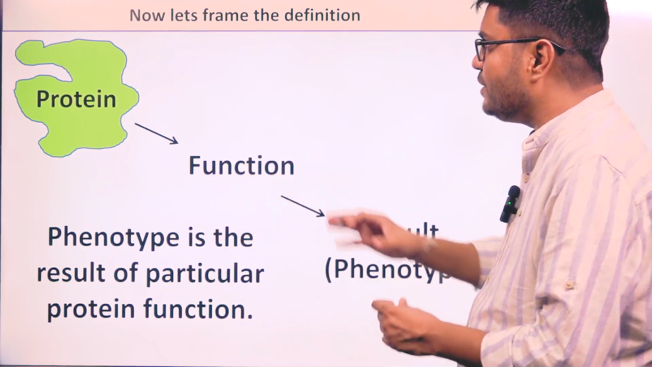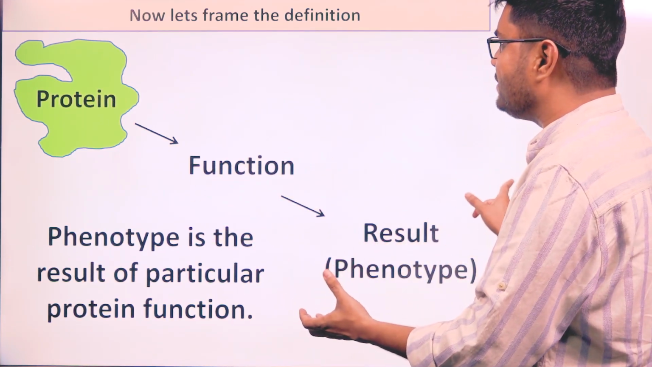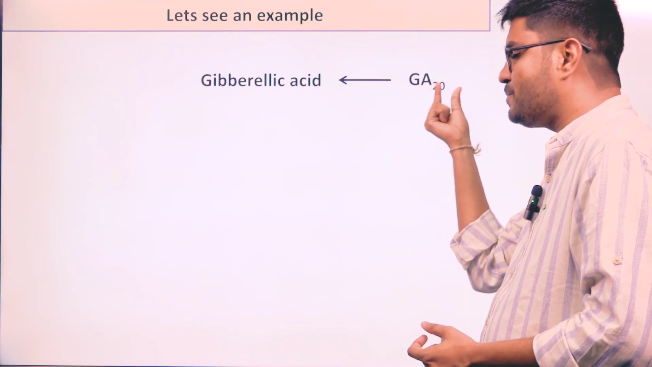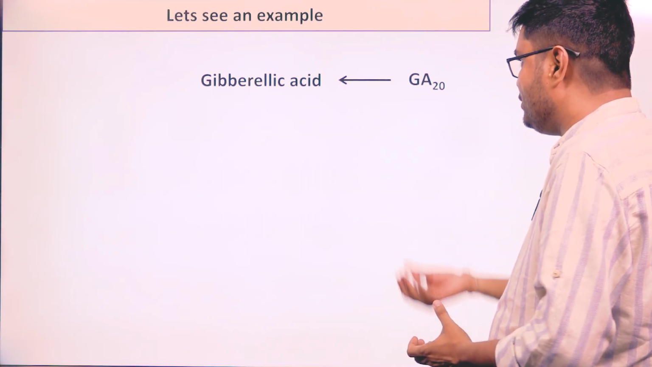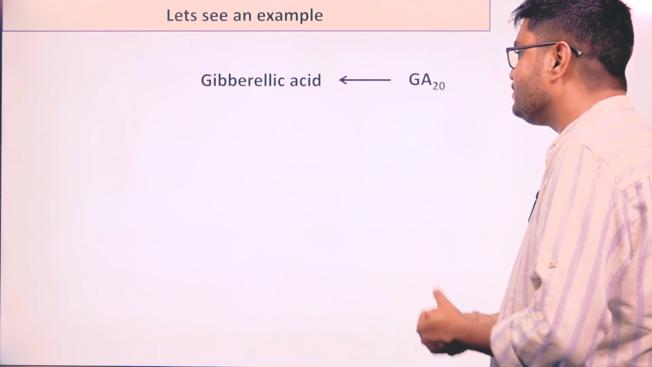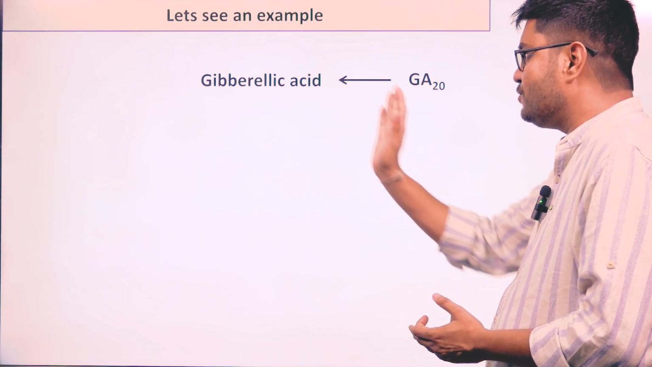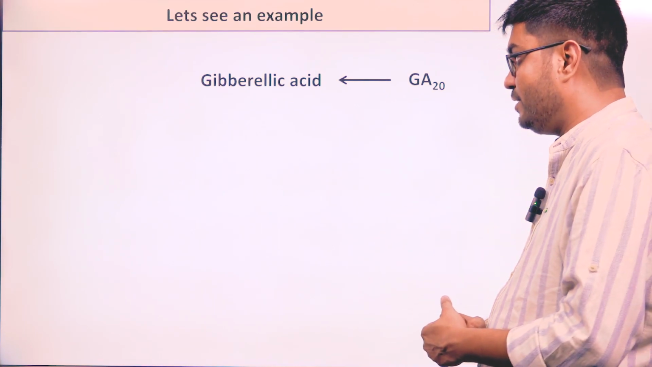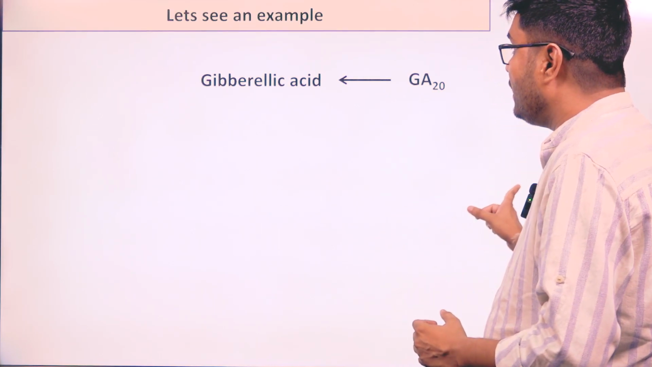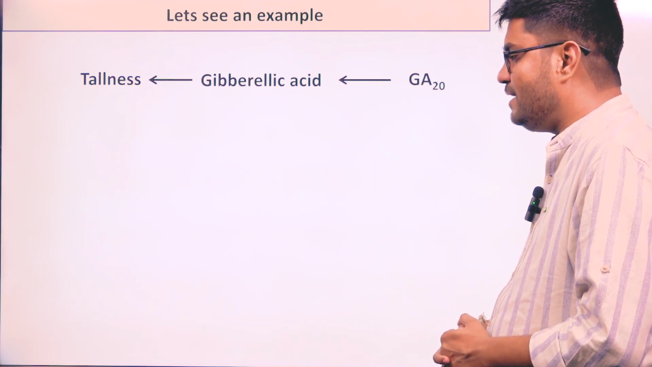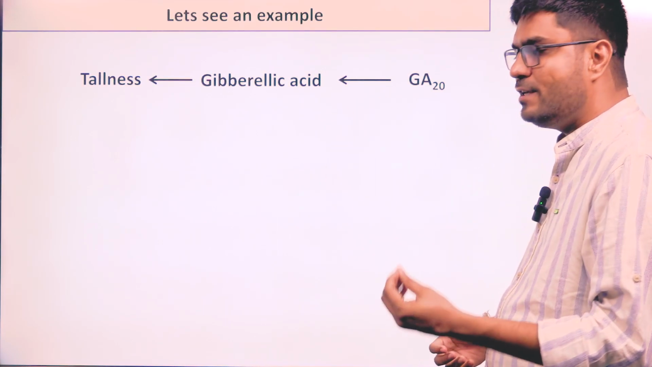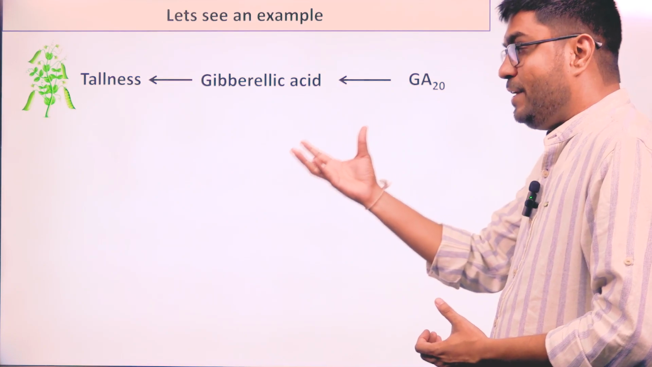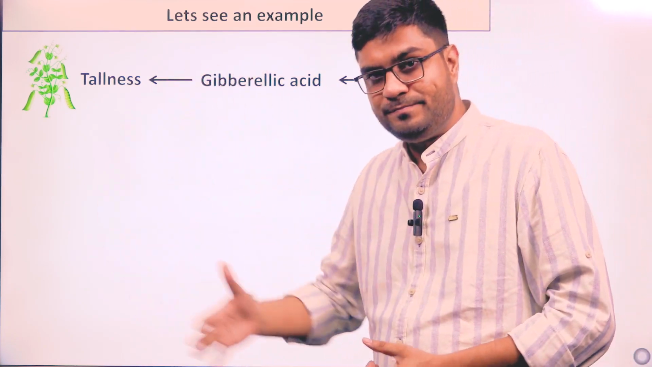Now I will prove this definition by taking one very simple example, that we are having a particular substrate or precursor which is called GA20, gibberellic acid 20, which can give rise to gibberellic acid, which is a very important plant growth regulator, a plant hormone. And this gibberellic acid ultimately gives the tallness to the stem in pea plant, which was taken by Mendel, right?